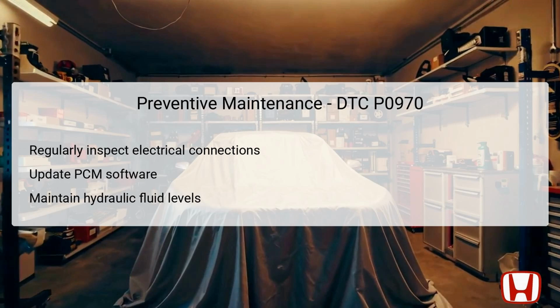Moreover, maintaining adequate hydraulic fluid levels ensures that the pressure control solenoids can perform effectively, reducing wear and promoting smoother transmission operation. Overall, implementing these preventive measures can help mitigate future problems, reducing the chances of encountering DTC P0970 again.